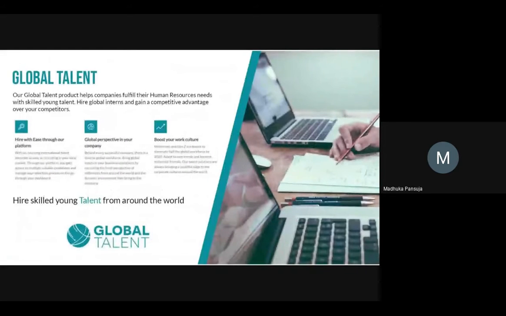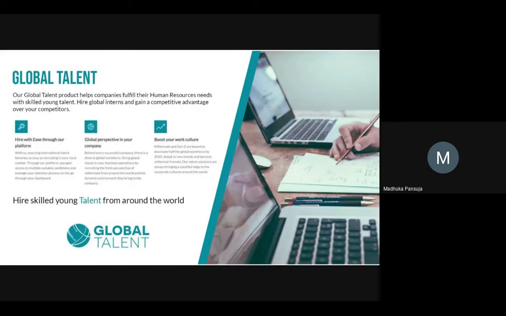After that, there's a page known as Global Talent. In this, there are the advantages that the companies gain through us. The facts that we have specified in the proposal are that they can hire with ease through our platform, and bring a global perspective to the company. That means bringing new ideas to enhance the work situation and working ways, expanding the business to foreign markets and building foreign contacts, and boosting the work culture, like bringing a new culture and environmental change to the company. These are the things specified in the proposal.